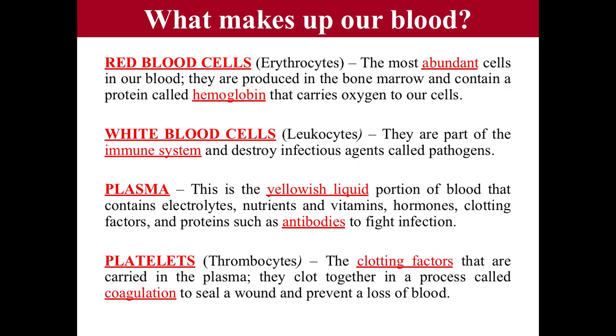And last but not least, the fourth major component of blood cells are your platelets, otherwise known as thrombocytes. Okay, the clotting factors that are carried in the plasma, this is what platelets are. They clot together in a process called coagulation to seal wounds and prevent loss of blood. So when you accidentally cut yourself, these platelets will clot and seal that wound. Okay, so make sure you know these four major components of the blood because we're going to be dealing with some of them as we go through this unit.